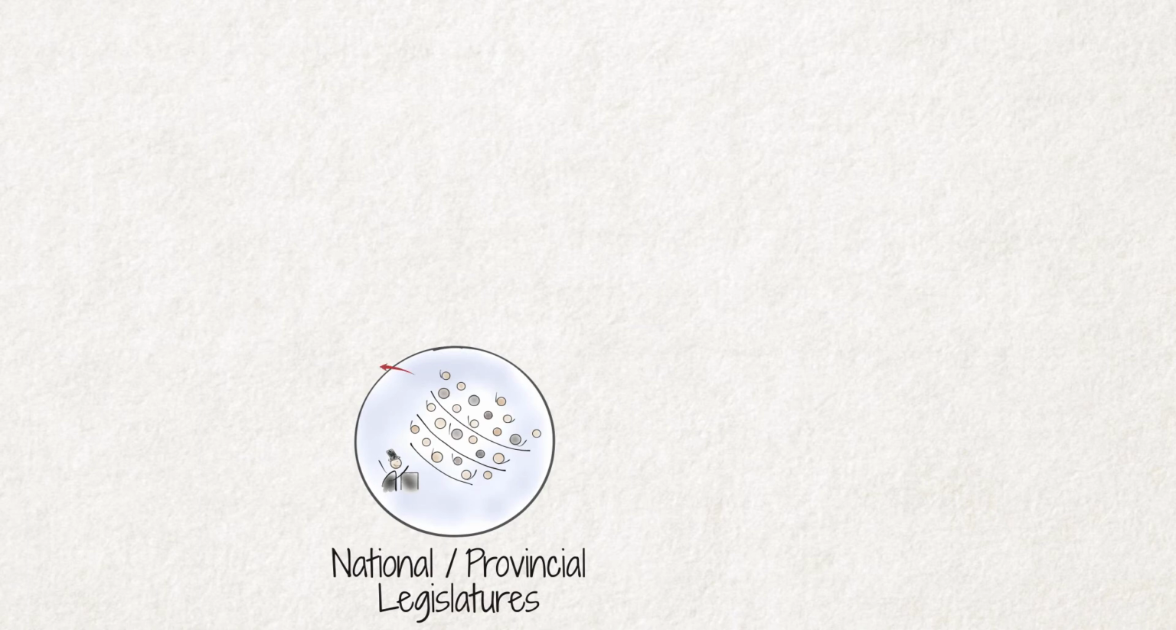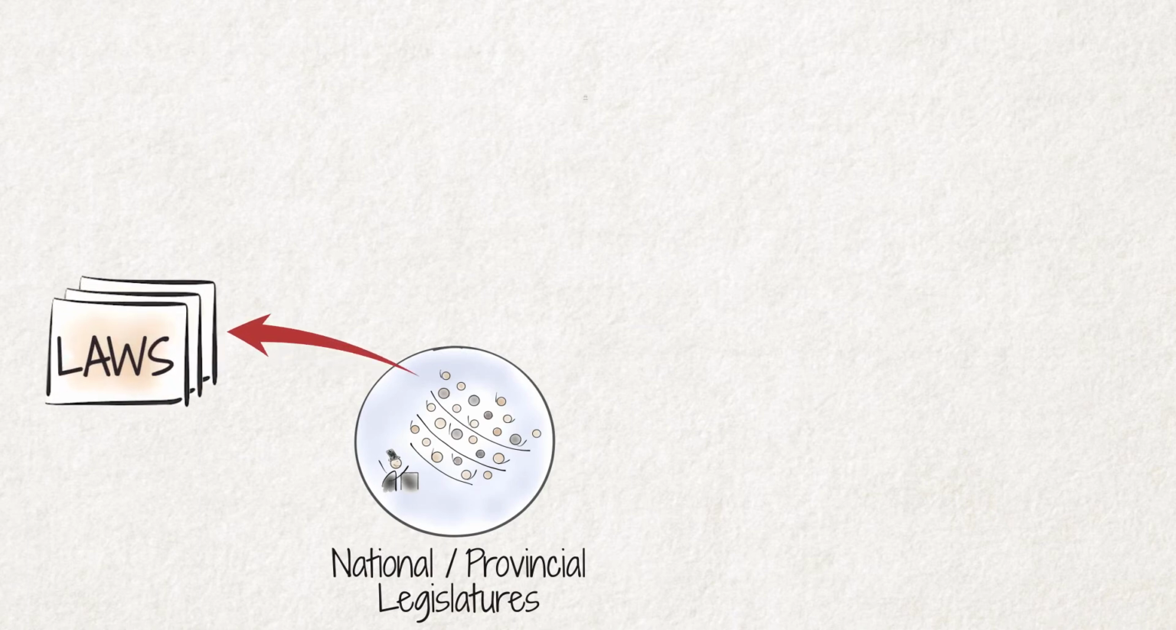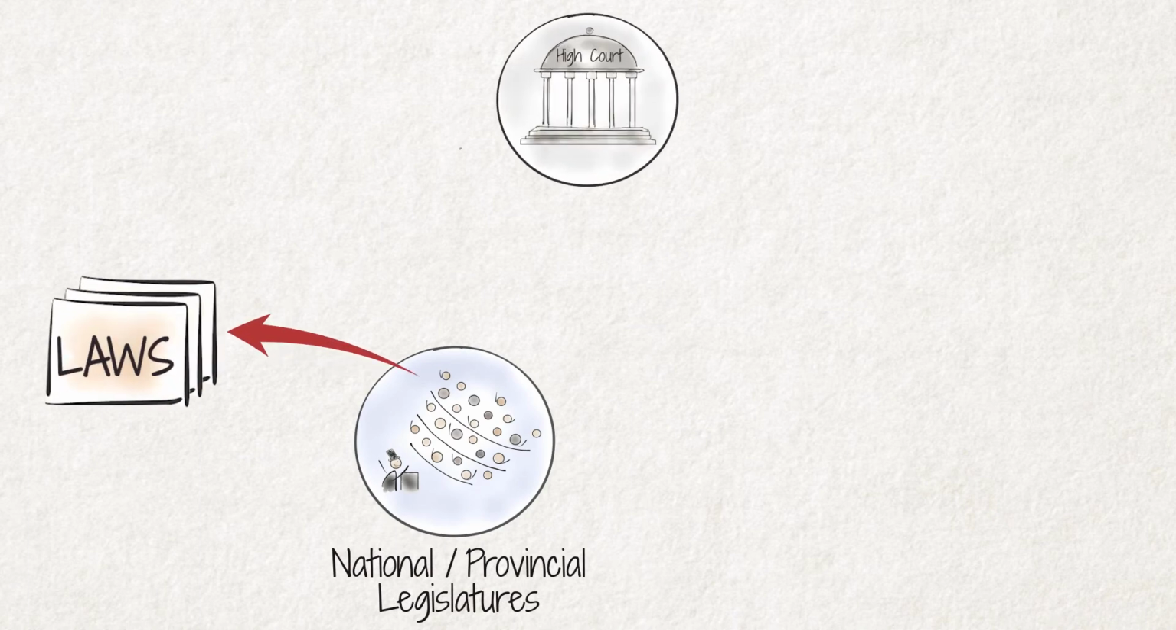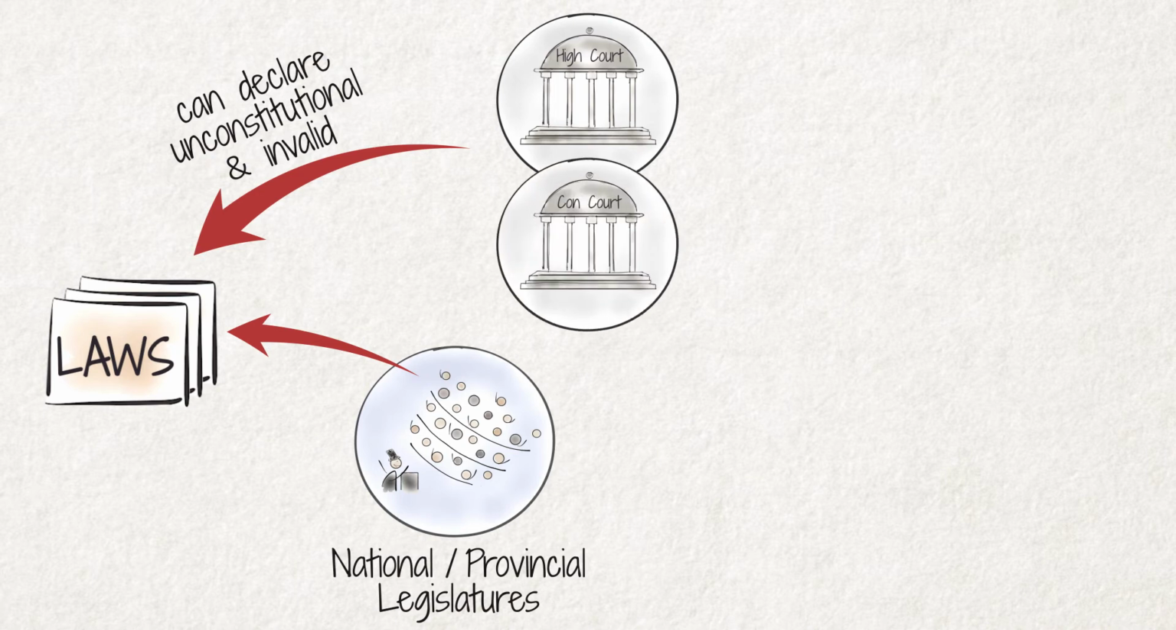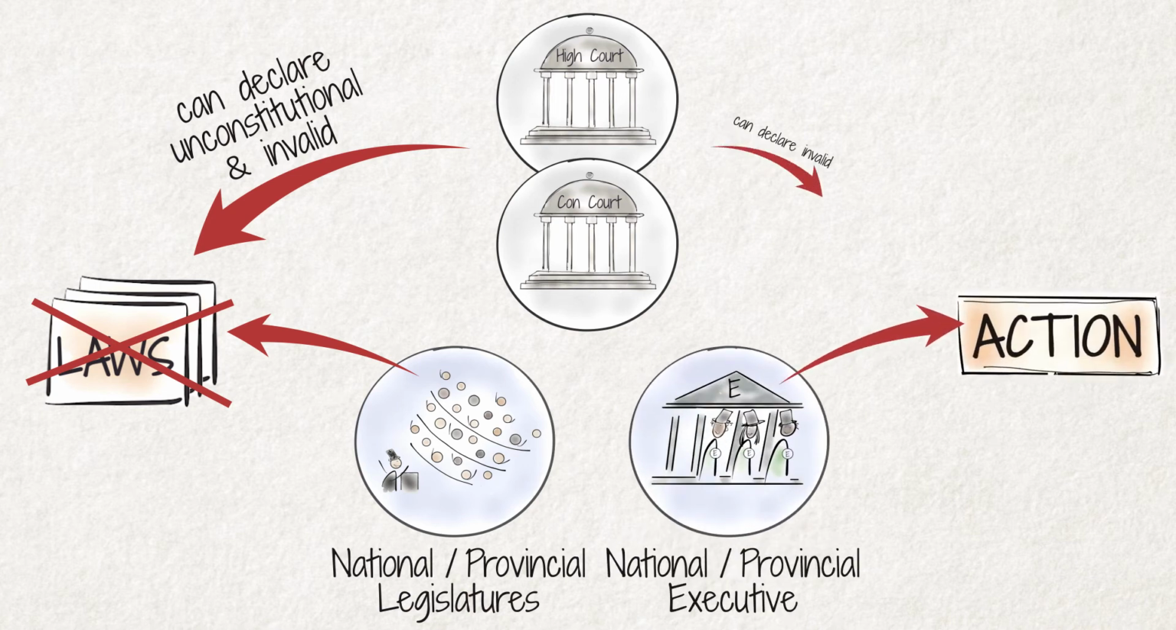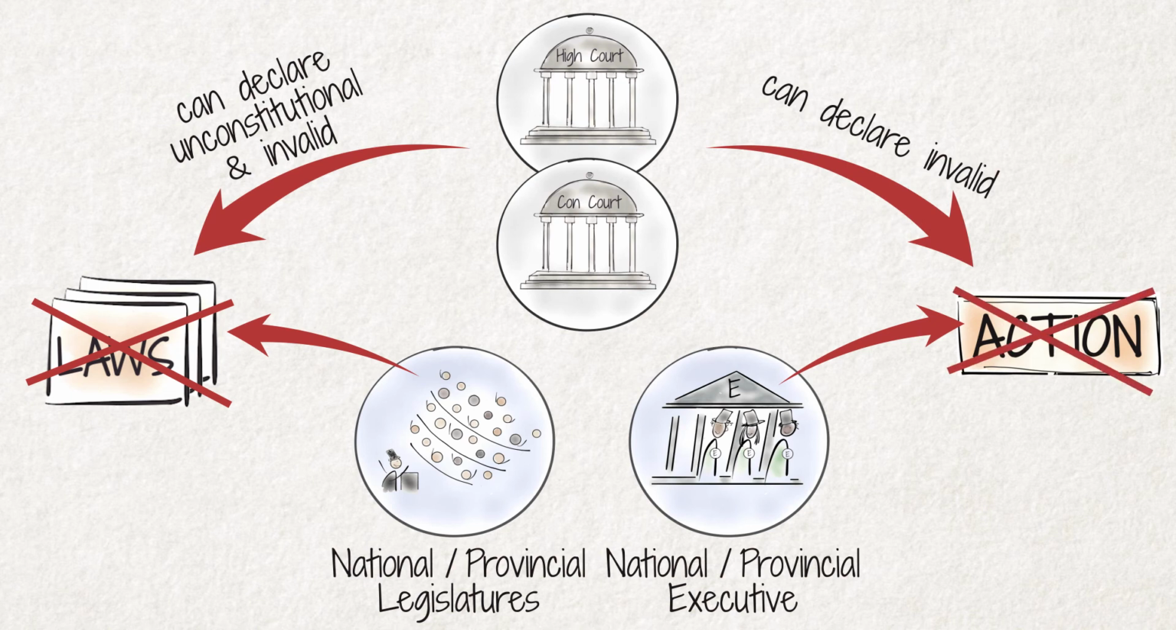For example, when the legislature passes a law, a high court can declare that law, or parts of it, unconstitutional and invalid. Unless that ruling is appealed to and overturned by the Constitutional Court, the law has no force and effect, as if it was never passed. The courts can similarly declare invalid the actions of the national or provincial executives.